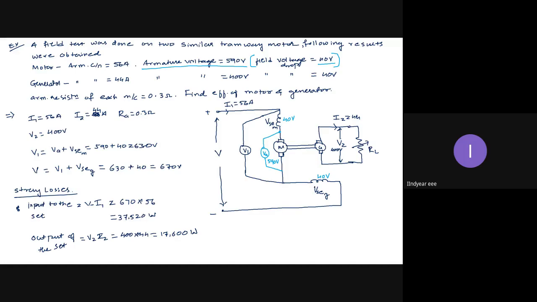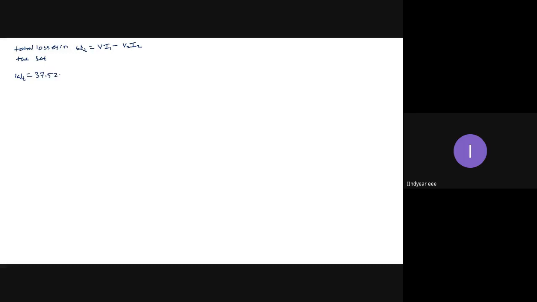Therefore, total losses in the set, WT, is equal to V into I1 minus V2 I2. So WT is 37,520 minus 17,600, which is 19,920 watts.